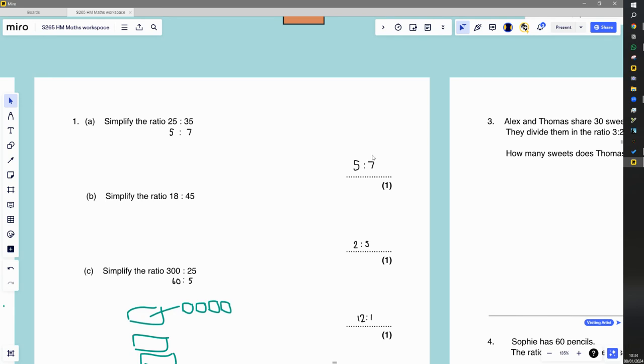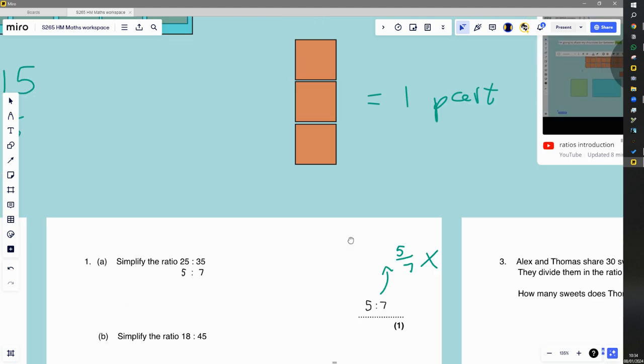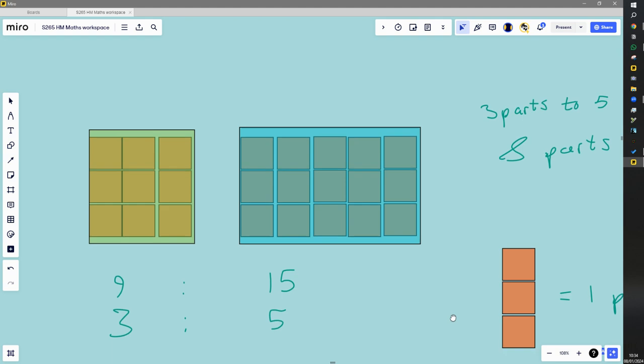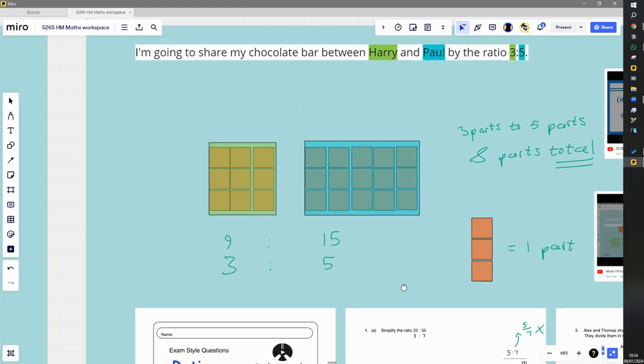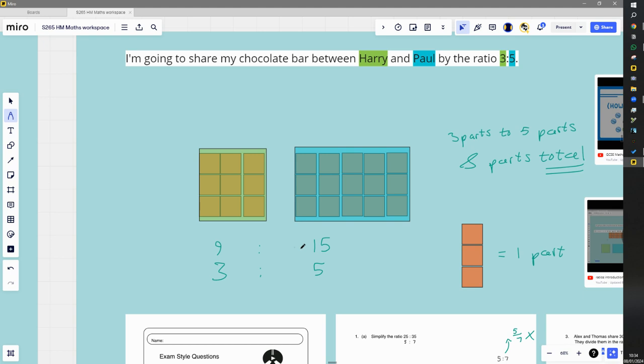We'll start with these examples we did here. They might think, okay, to turn that into a fraction, it's going to be 5/7. Well, that's wrong. Let's look at the example we did above here. So the ratio was 3 to 5. In fact, let's look at the unsimplified ratio, 9 to 15.